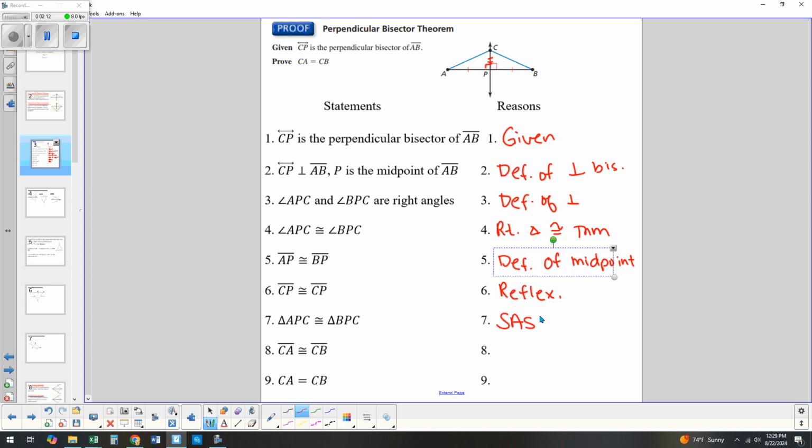And immediately following something like SAS, we would be able to use corresponding parts of congruent triangles are congruent, CPCTC. If I was able to show that these two segments are congruent, that means C is the same distance from both of those points by definition of congruence. So that is why every time we have a line that is a perpendicular bisector, any point on that line would have created two congruent triangles, making those last sides the same by CPCTC and definition of congruence.